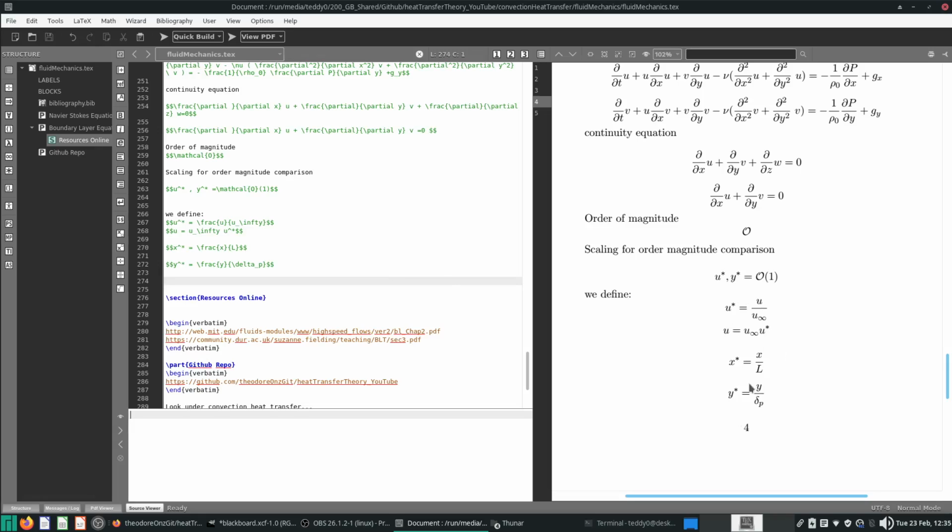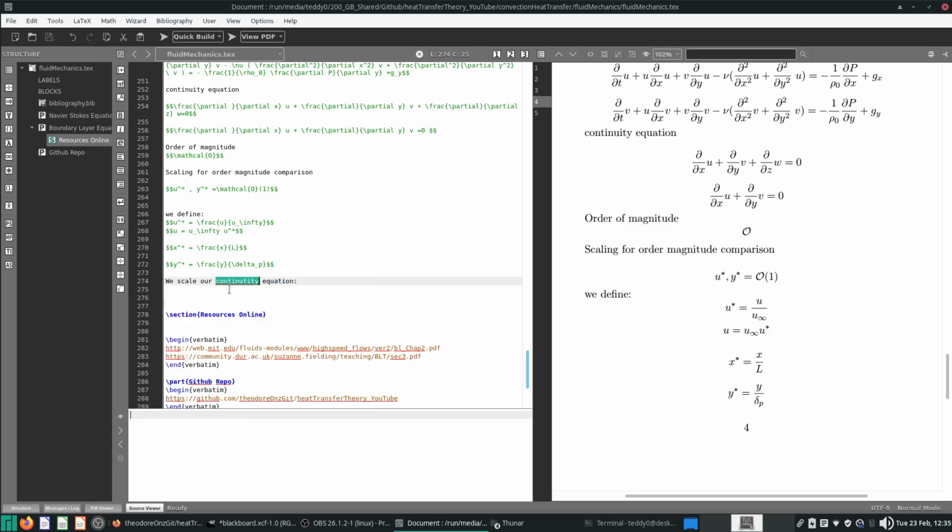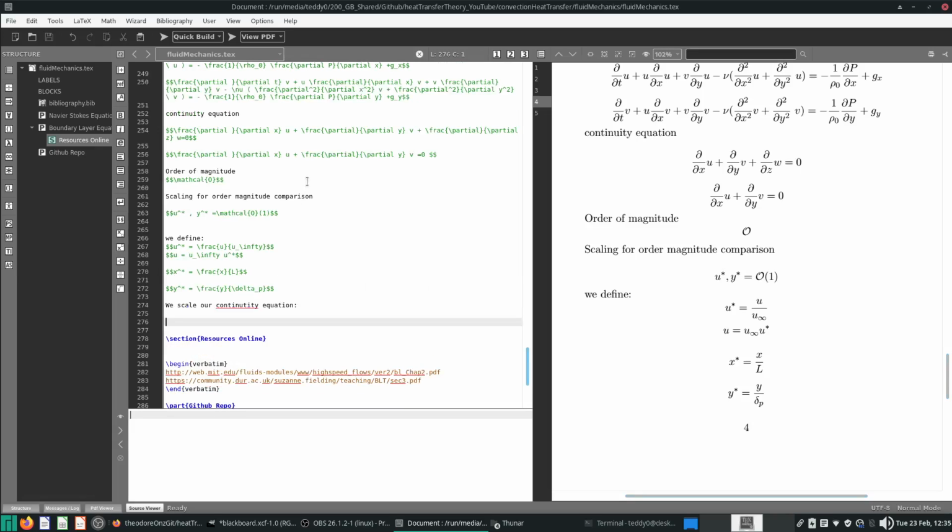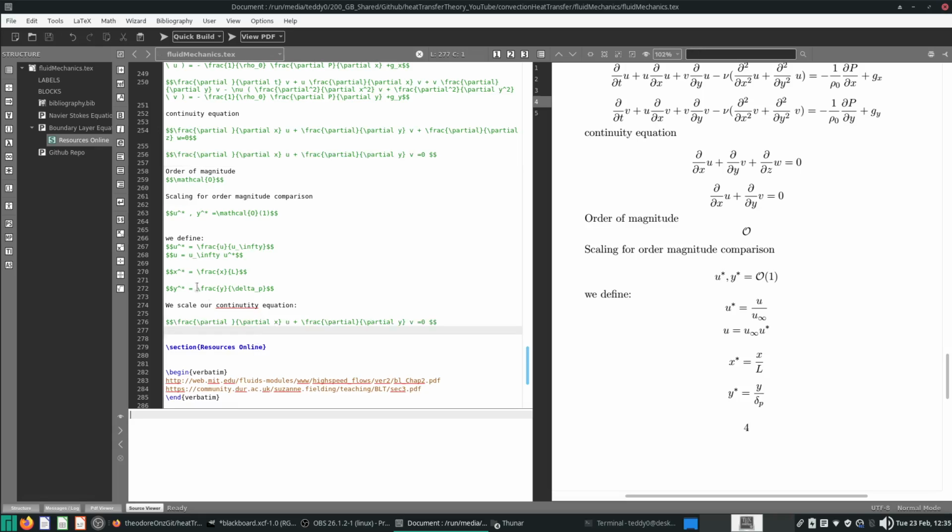We can actually apply this scaling straight into our continuity equation, so that we can properly find what the y velocity scaling is, because we already scaled the x velocity, the x length scale, and the y length scale. So let's substitute all of these expressions into the continuity equation.